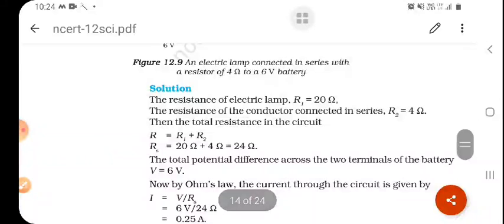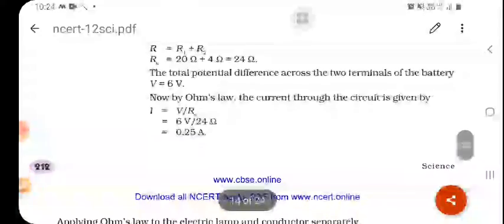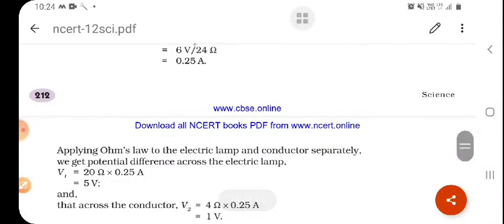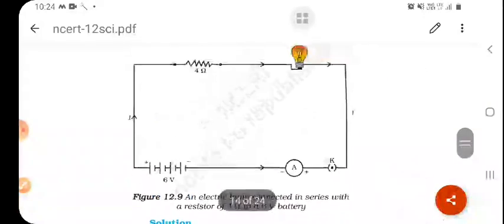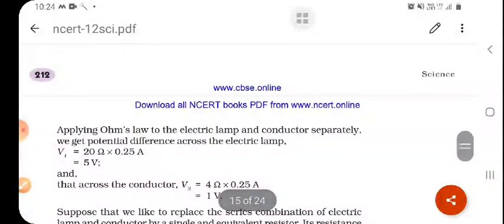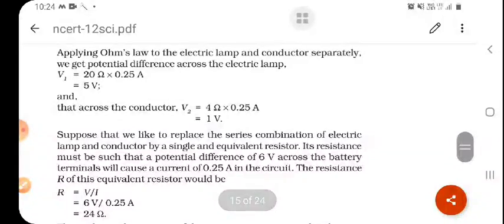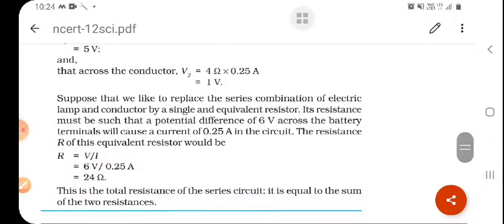For calculating the current and voltage, we will apply Ohm's law. By Ohm's law, I is equal to V upon RS, that is 6 volt upon 24 ohm, 0.25 ampere. This is the current flow in the circuit, which is the same in all the resistors. If you want to calculate the potential difference across the lamp and the conductor, we will separately calculate V1 and V2. V1 across the electric lamp is 20 ohms into 0.25 ampere, the current being the same, that is equal to 5 volt, and across the conductor V2 is 4 ohms into 0.25 ampere, that is 1 volt.